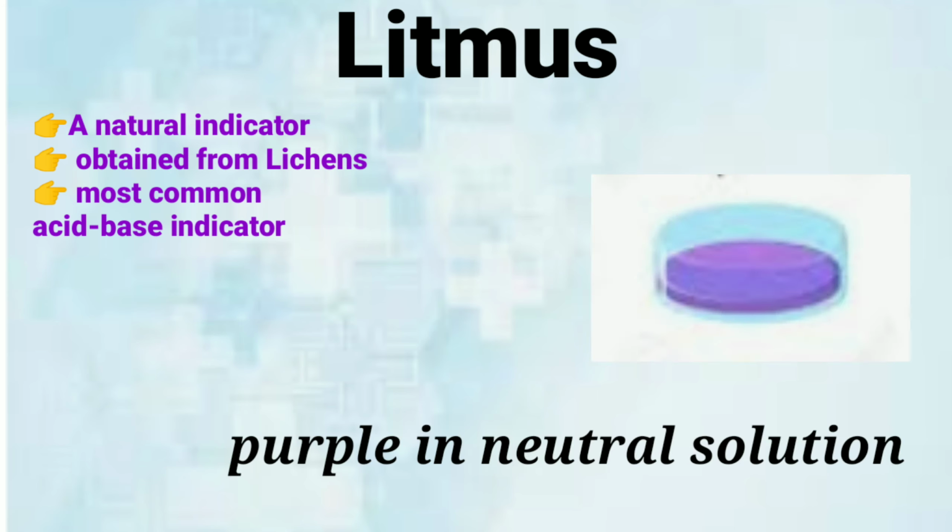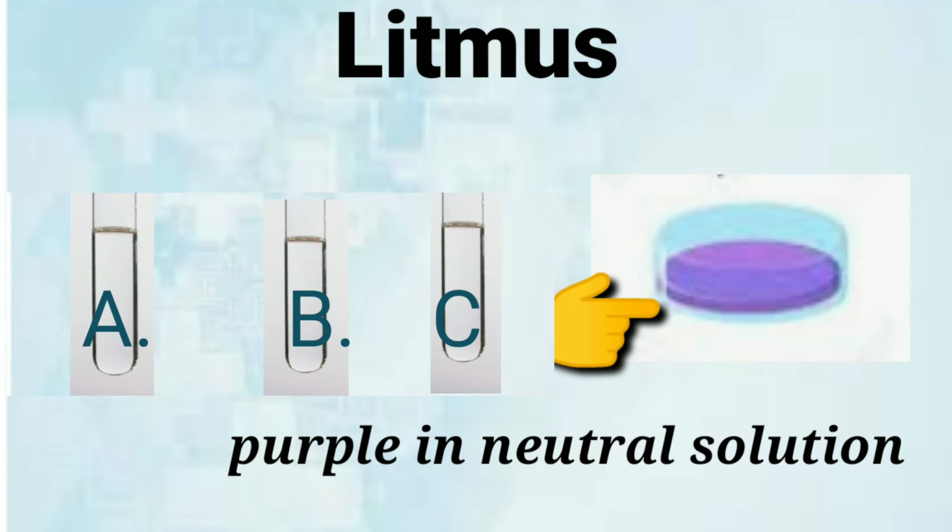The most common indicator that we use in the laboratory is litmus. Litmus is a natural indicator obtained from lichens. It is purple in color when it is added in a neutral medium. So first we will take the litmus solution and we will add this in all the three.